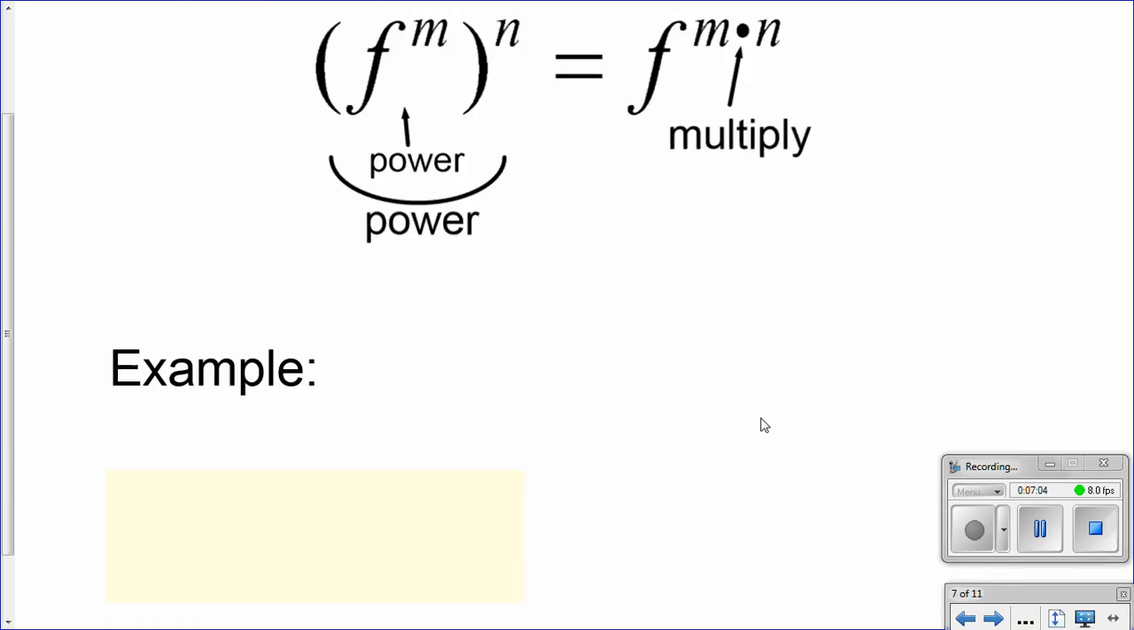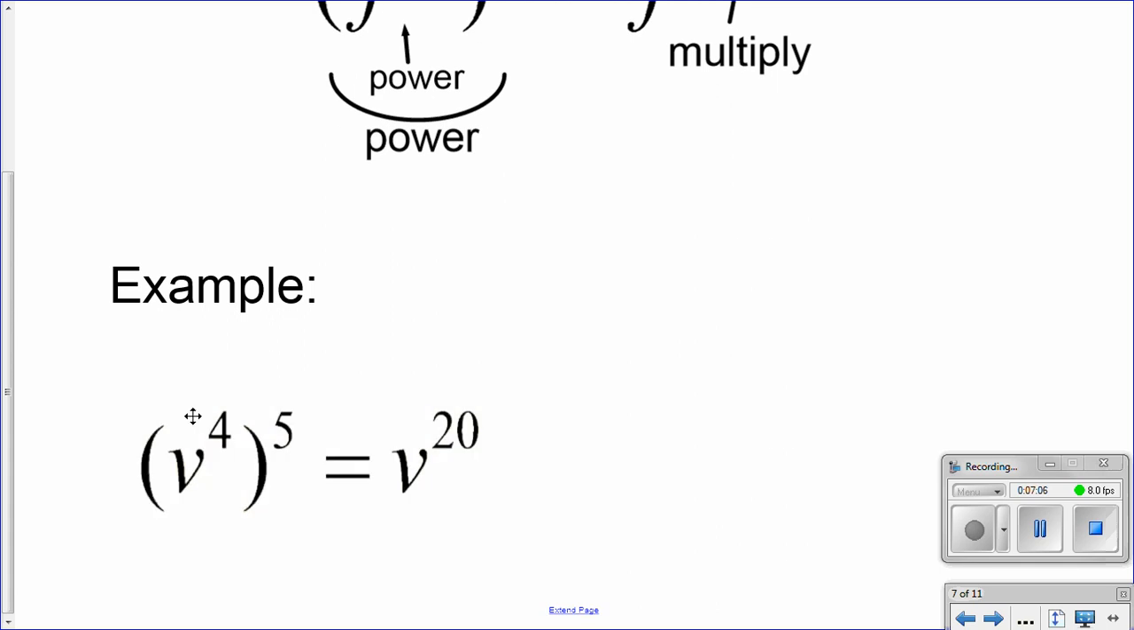All right. Here's an example. So v to the 4th, all being raised to the 5th. We just multiply. 4 times 5 gives us v to the 20th.